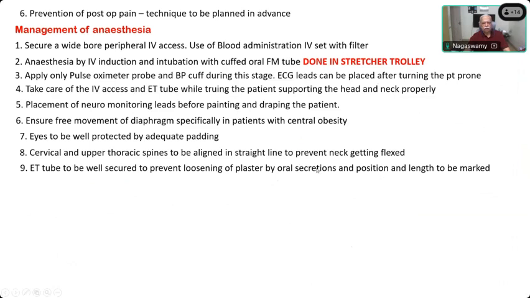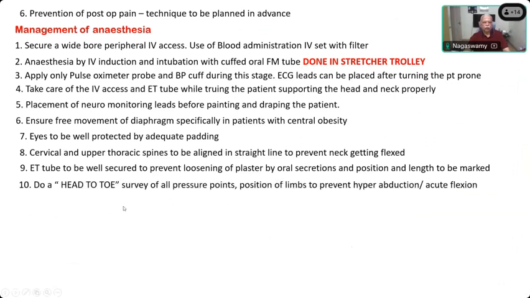And in these cases, definitely we have to give glycopyrrolate IV to reduce the oral secretions, because we are turning the patient into prone position. And the position and length of the tube after intubation, with confirmation of the air entry, you can write on the plaster itself, whether it is 23 centimeters or 21 centimeters, so that you can see whether the tube is getting slipped out or going in.